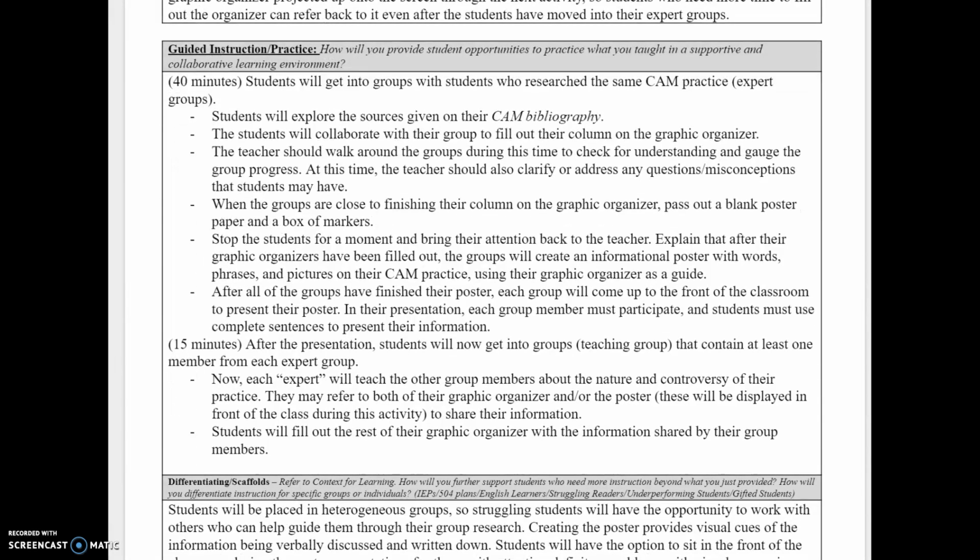After most of the groups are about done filling out the graphic organizer, I'm going to pass out a poster paper and some markers, and they're going to make an informational poster about their CAM practice. So the information will mostly be the same from the graphic organizer, but I want them to create a visual representation of what they have learned. And then we'll do a quick presentation where each group member will participate, but it should be a pretty low-key 3 to 5 minute presentation.